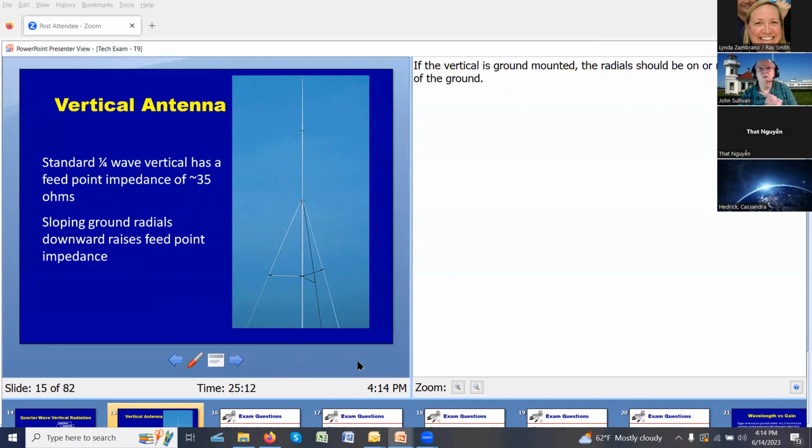A standard quarter wave vertical antenna at the feed point, which is going to be at the bottom of that antenna where the energy enters the antenna, is going to have an impedance of around 35 ohms. If you change the slope of the radials, it will affect that impedance. So if you slope them downward, it will raise the feed point impedance.